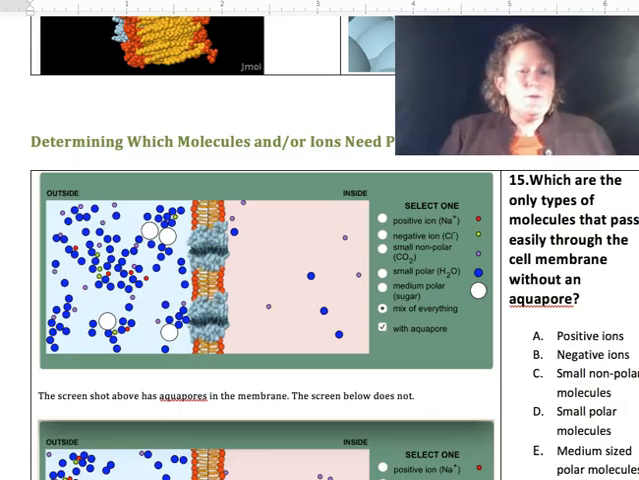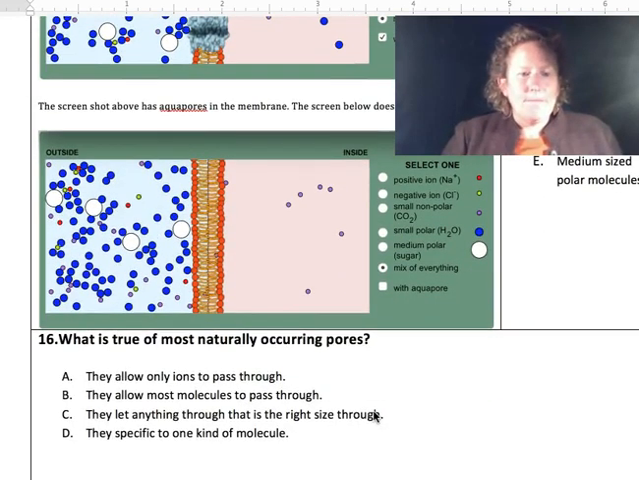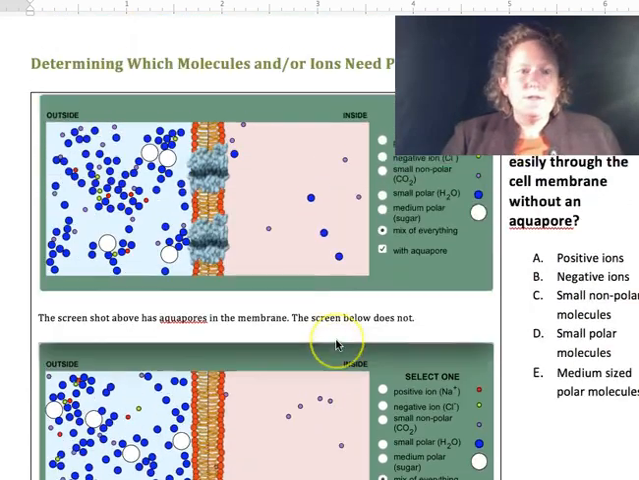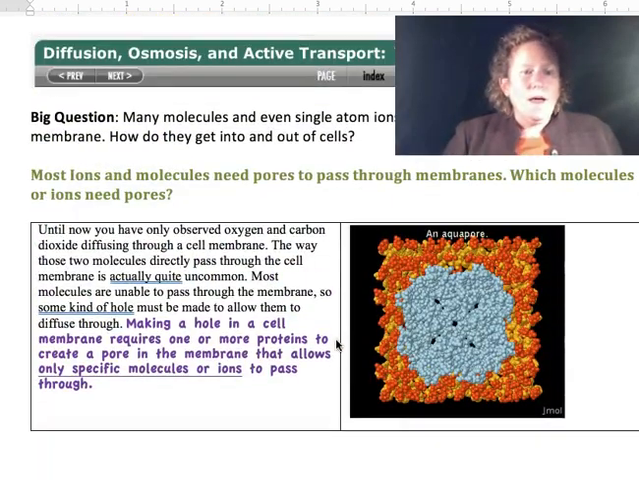So at this point, you should be able to answer question 15 on your lab sheet. You've got some screenshots here to help you out. And question 16. I'll give you a hint on question 16. Read the highlighted stuff right here in purple.